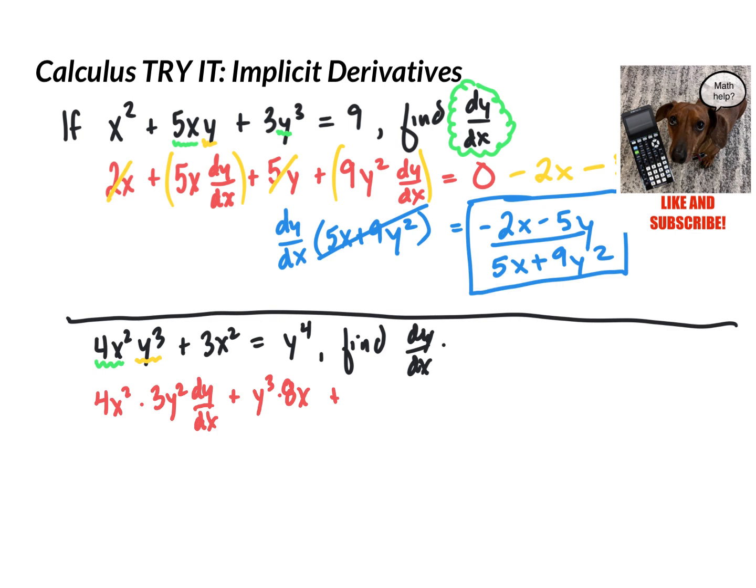The derivative of 3x squared is 6x. And the derivative of y to the fourth is 4y cubed dy dx. Again, chain rule is the reason for that.